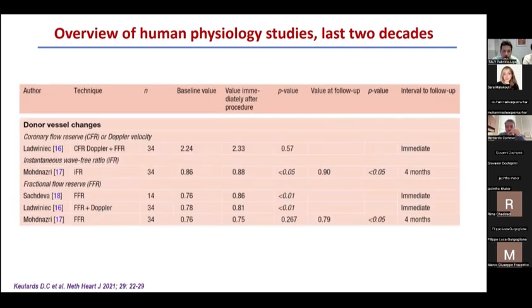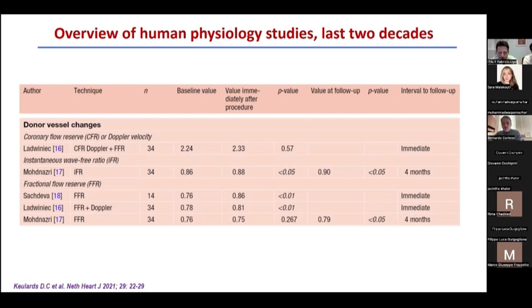When we consider the donor vessel change, it's a tricky topic because it's not so easy to understand. In fact, for the donor vessel, we discussed before that we can have a tricky FFR also, because what is the significance of 0.75 in the donor vessel? Is it a disease of the donor vessel, or is it low because the donor vessel supplies a larger myocardium, not only of the donor vessel, but also of the occluded vessel?